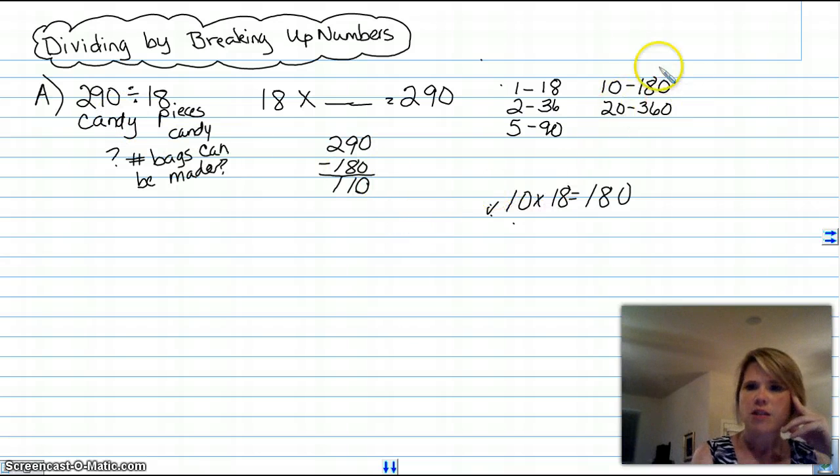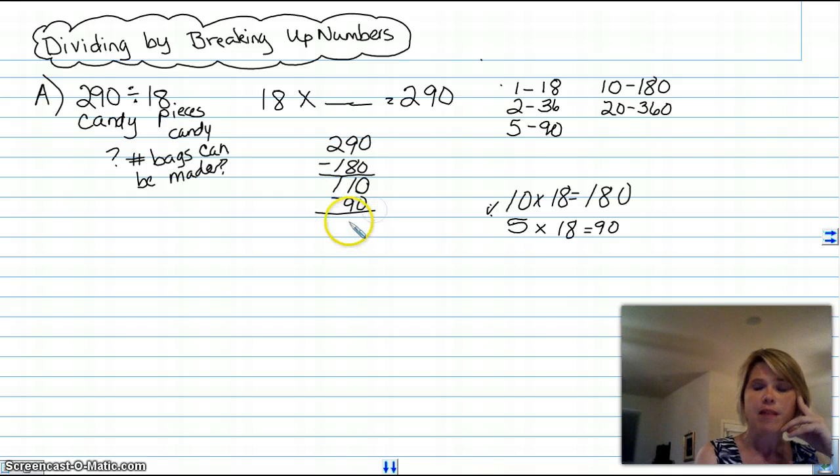Okay? So let's see. I don't have enough for 10 more bags, do I? Do I have enough for 5 bags? 5 times 18 is 90, right? So let's take away 90. I get 20 left.